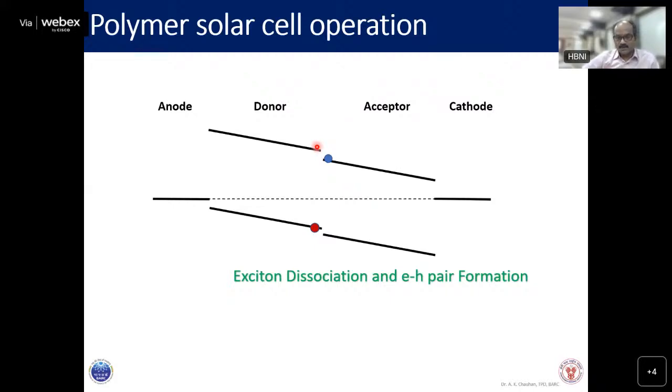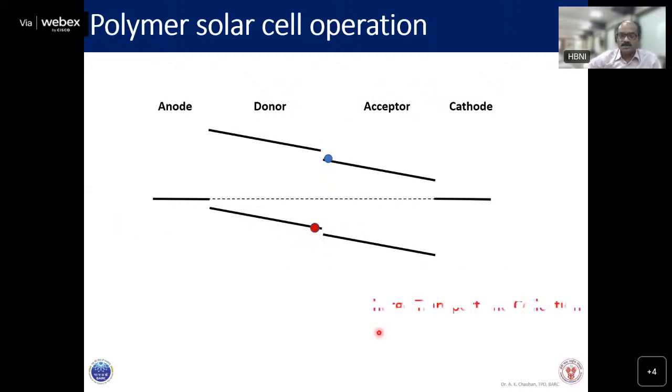By breaking this, the total energy of the system will be reduced, and therefore this kind of dissociation is favorable. But in order to dissociate, it has to first move to the boundary where donor and acceptor are meeting. Once it has reached, it has dissociated. In that case, now this electron sees this field gradient. Similarly, the hole also sees this field gradient. Hole and electron move opposite, towards the cathode and anode, and are collected at the respective electrodes.